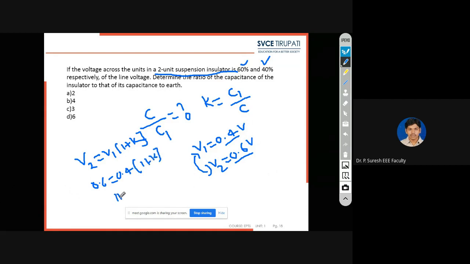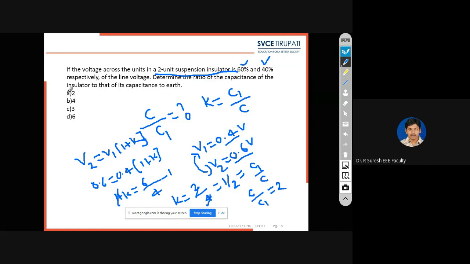And 1 plus K is equal to how much? 6 by 4. Then K equals 6 by 4 minus 1. How much is this? 2 by 4, so we get 1 by 2. K equals C1 by C, but we need to calculate C by C1. What is the C by C1 value?